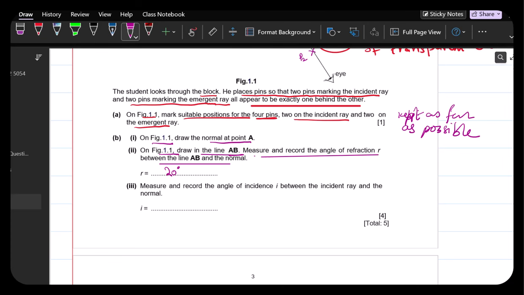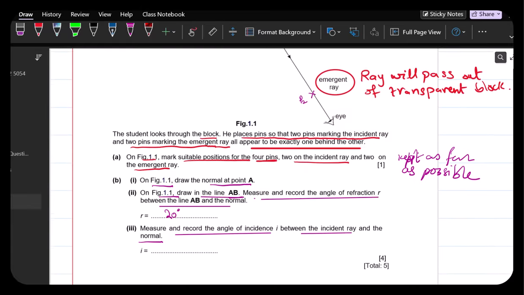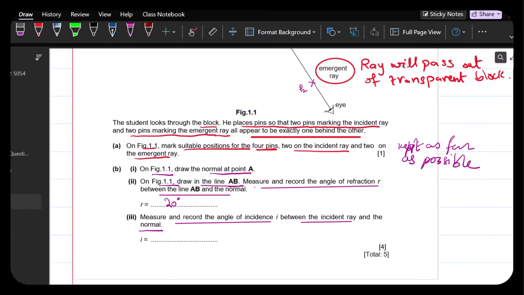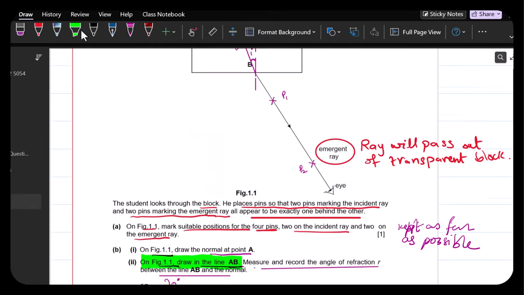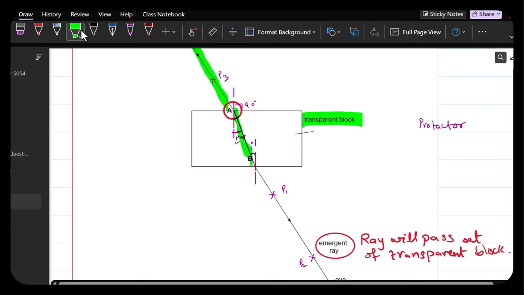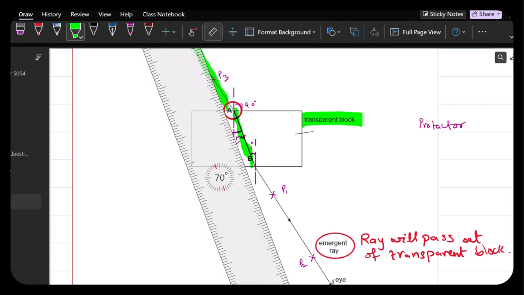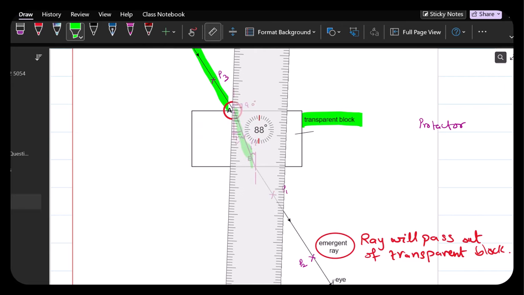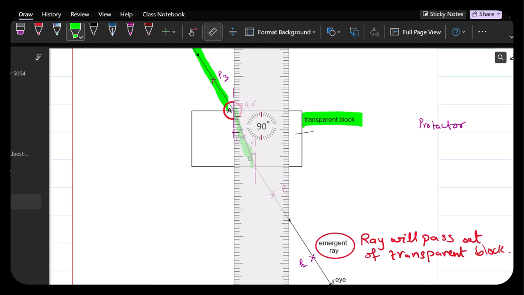Now measure and record the angle of incidence between the incident ray and the normal. So we have to measure the angle of incidence on figure 1.1 with the line AB drawn in. This one is the AB line. So this angle will be this one now. This is the angle of incidence.